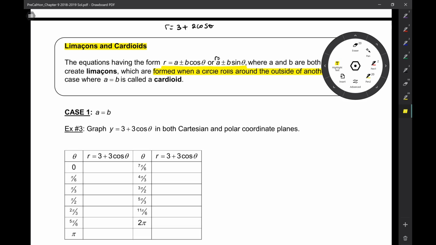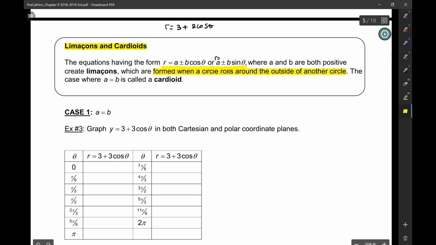Hang on. Okay, I have lots of visual aids, so hang on. Now, so here, look, I have a, 3, plus b, 2 cosine theta, right? My a and my b are different values. If I were to make them the same value, right? If these are the same, that special case of limaçons is called a cardioid.